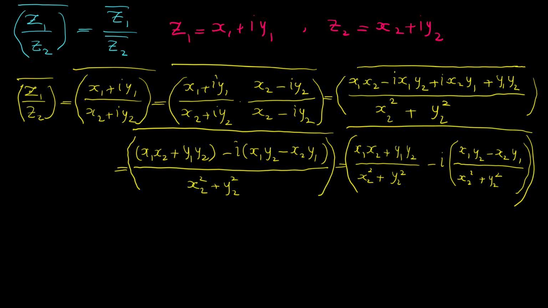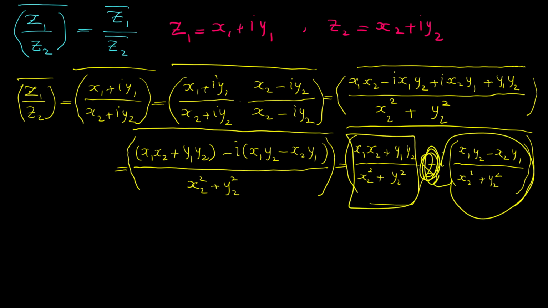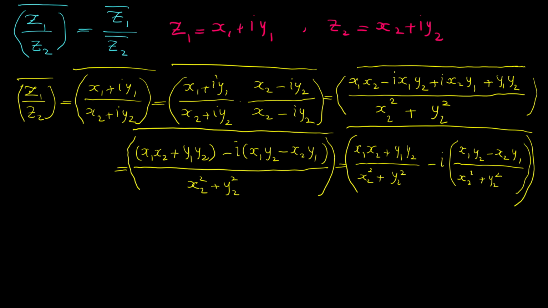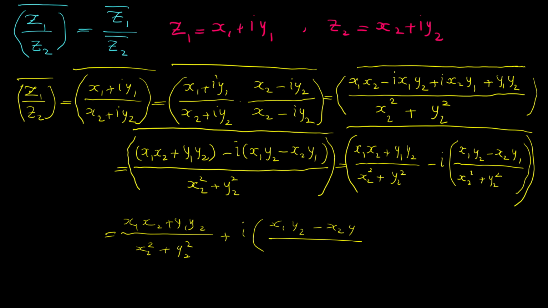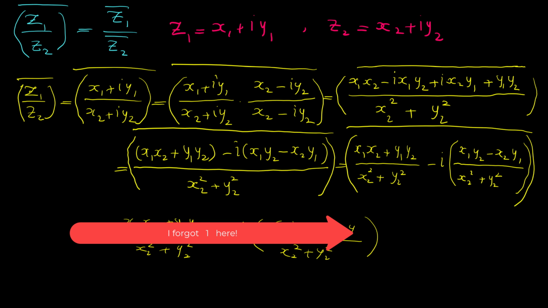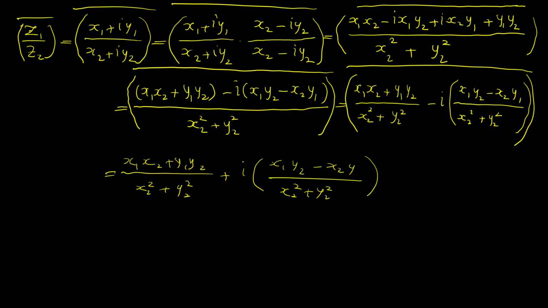What is conjugate of this expression? This is real. This is imaginary. Conjugate would be just change this minus to plus. So the conjugate is x1, x2 plus y1, y2 all over x2 to the 2 plus y2 to the 2 plus i times x1, y2 minus x2, y1 all over x2 to the 2 plus y2 to the 2. So this is the answer for the left side.